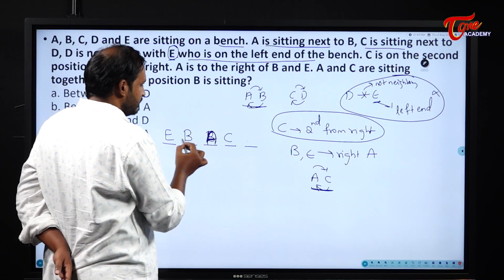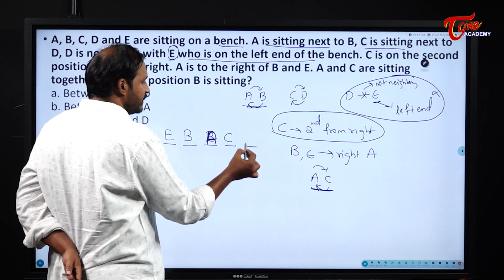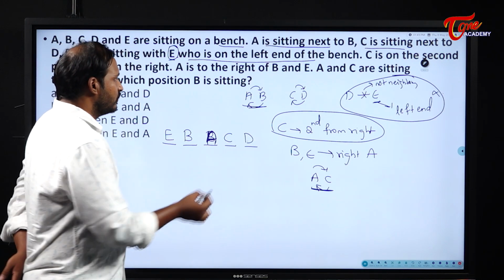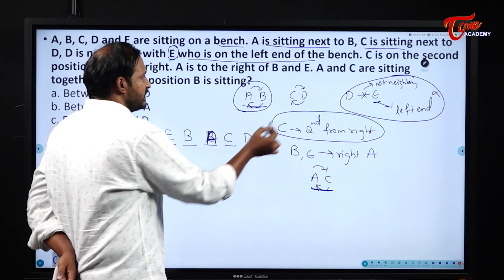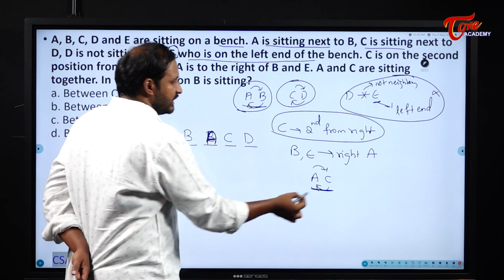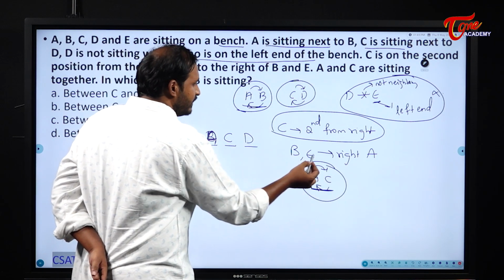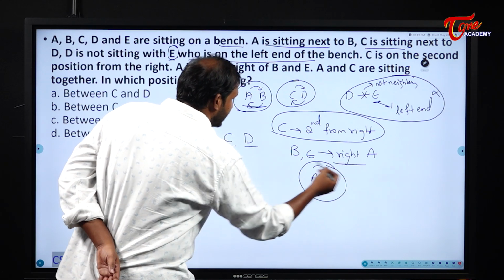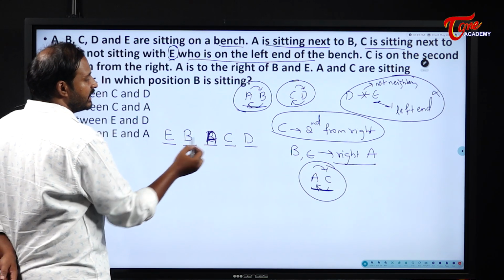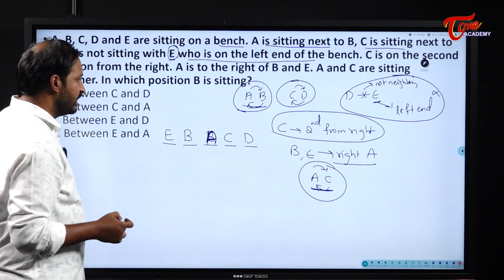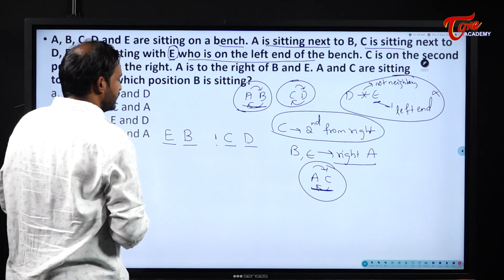So next, the only person left for us is who? D. Okay, so A and B are becoming neighbors? Yes. C and D are neighbors? Yes. A and C are neighbors? Yes. A is to the right of B and E. B and E are here. A is to the right of B and E here.